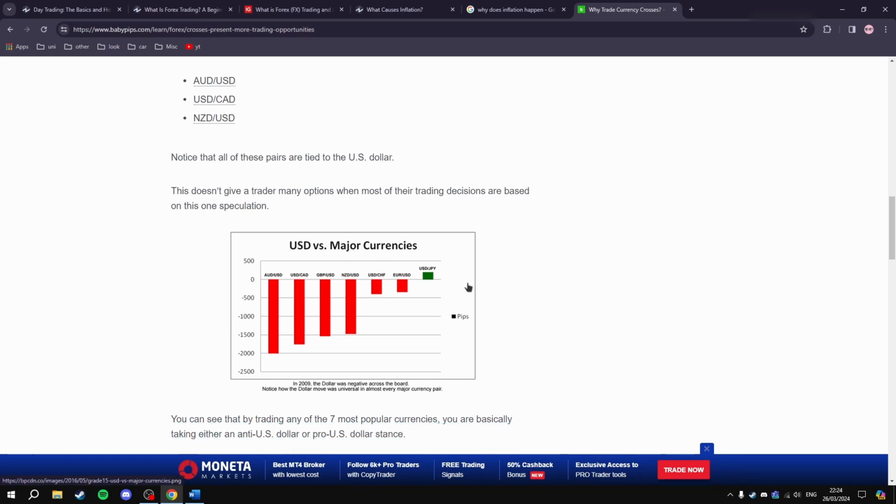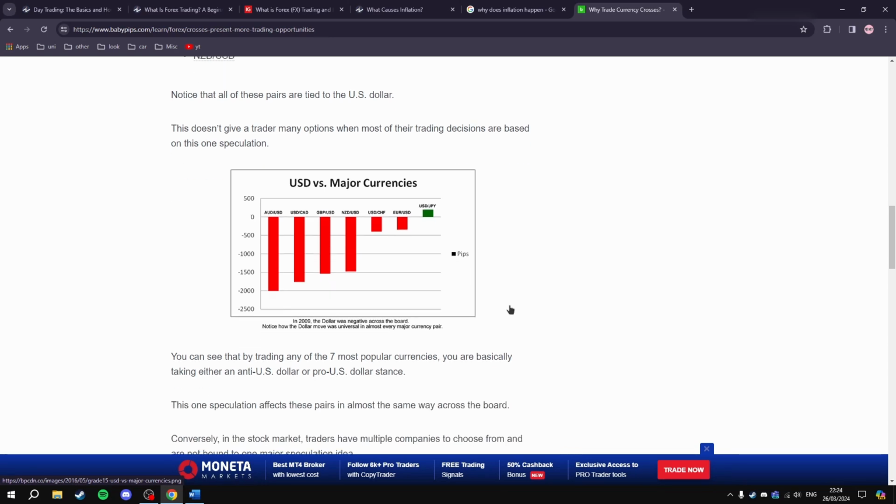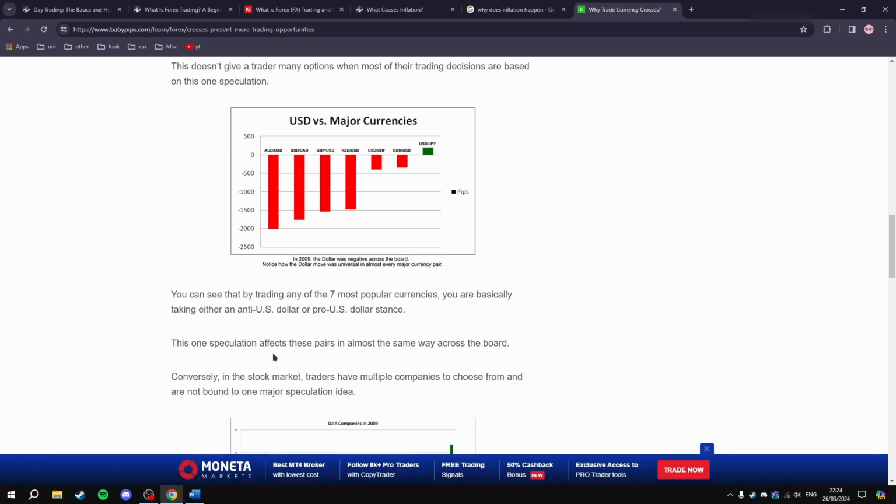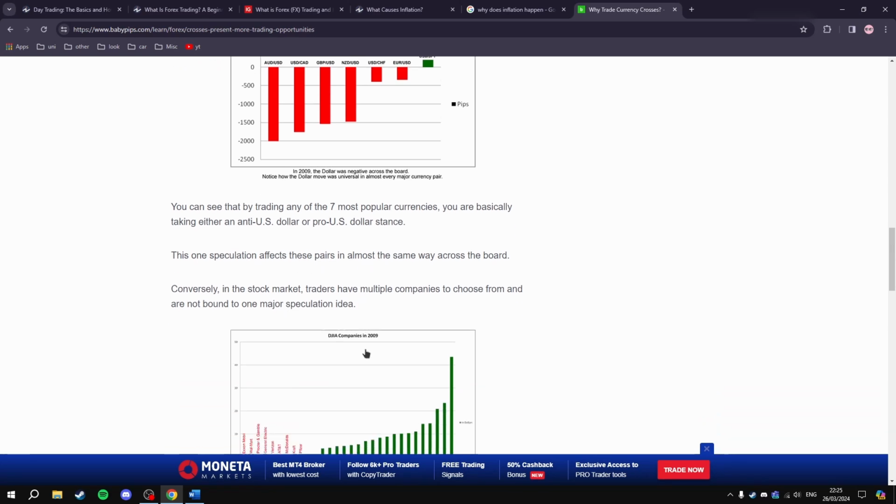USD versus major currencies. In 2009, the dollar was negative across the board. Notice how the dollar move was universal in almost every major currency pair. You can see that by trading any of the 7 most popular currencies, you're basically taking either an anti-US dollar or pro-US dollar stance. This one speculation affects these pairs in almost the same way across the board.